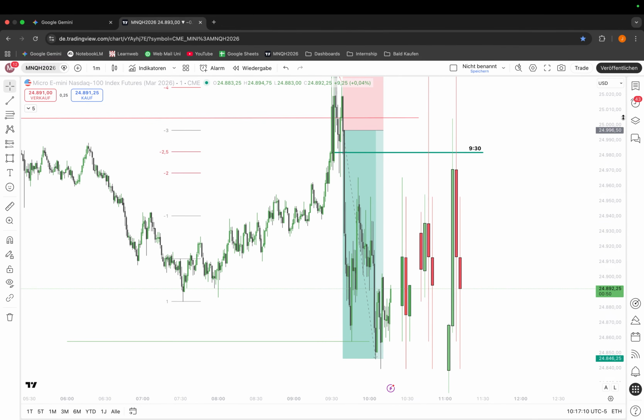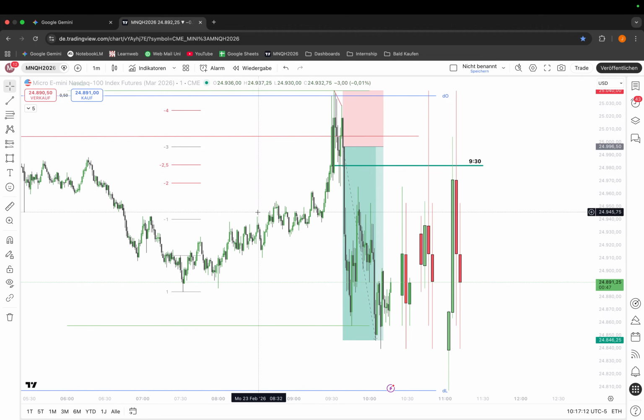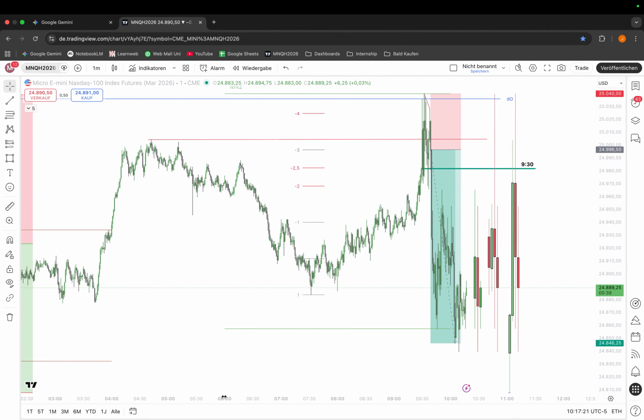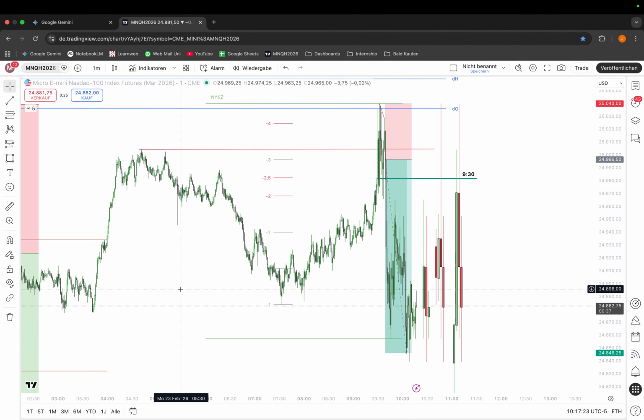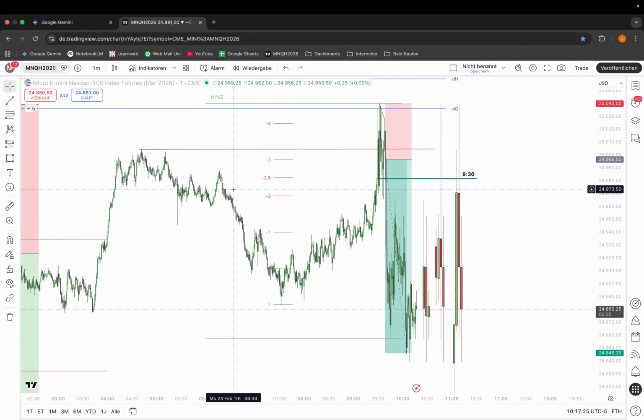You can see this here, it worked. So this up move here was just created to sweep this high here, to sweep liquidity, and then we had the reversal down. It doesn't work always, sorry. But it works really well most of the time.